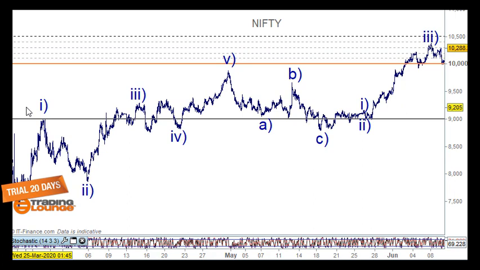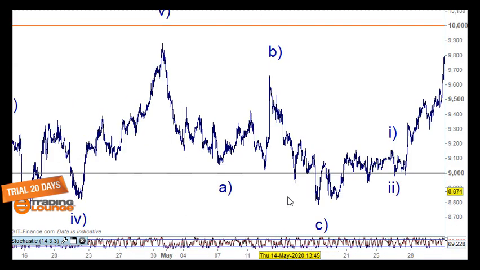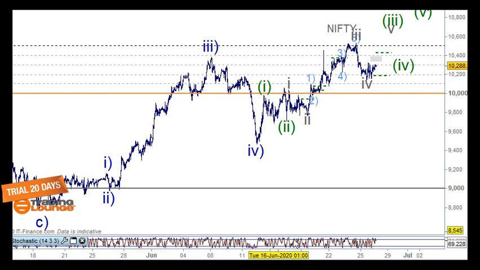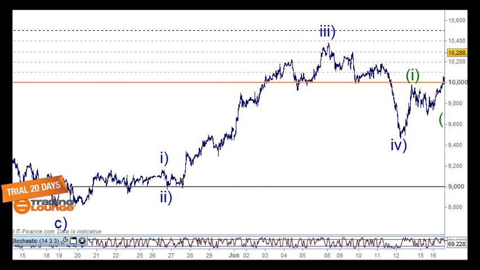So we'll just call this the first impulse wave to the upside. Like I mentioned, we can call it wave 1 or wave A. It doesn't really matter at this stage. And it's pretty clear here that we've got an ABC correction at this point. So the next move comes in this particular structure here, moving higher here.